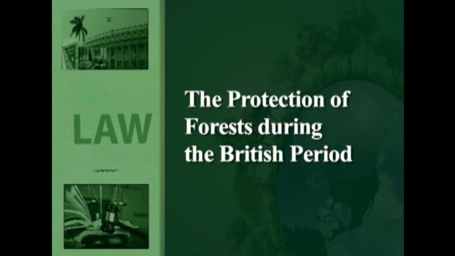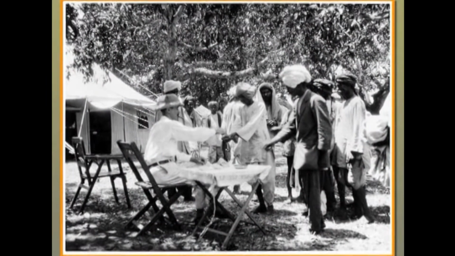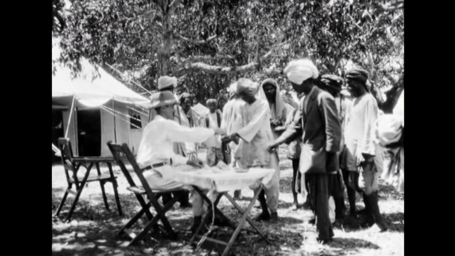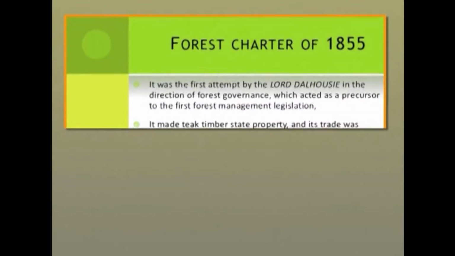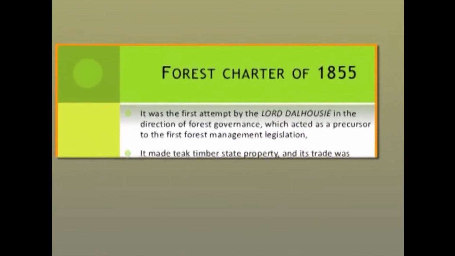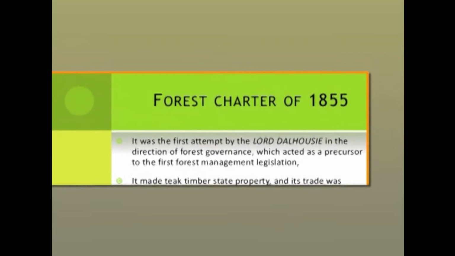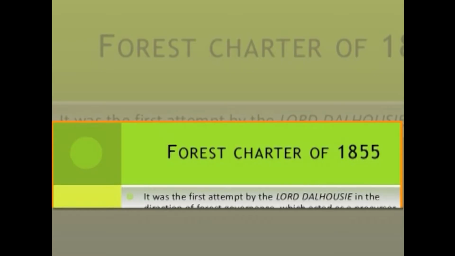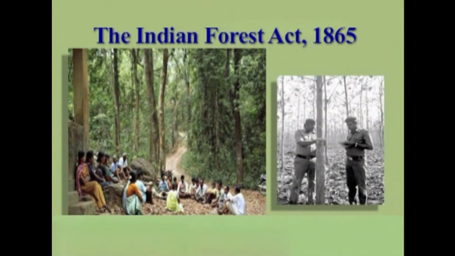Let us deal with the protection of forests during the British period. The British government recognized the need of the forests in India. The Forest Charter of 1855 was the first attempt by the British Indian government in the direction of forest governance. The Charter of 1855 was followed by the Indian Forest Act 1865, which was amended in the year 1878 and then again in the year 1927.